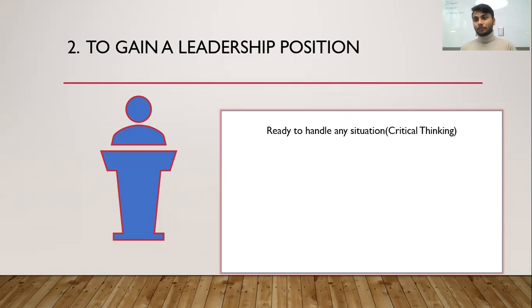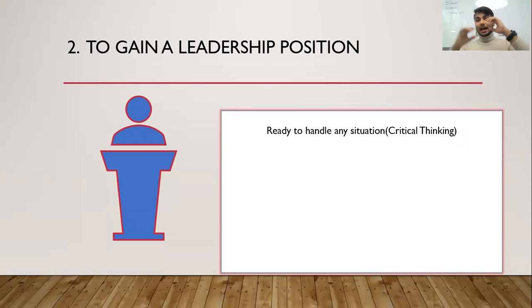Being a leader, you have to be ready for every situation, ready to handle anything. So you have to think critically. That means to be a good leader, you don't want to harm anybody. So you should be so careful that you have to find the root cause of the problem.